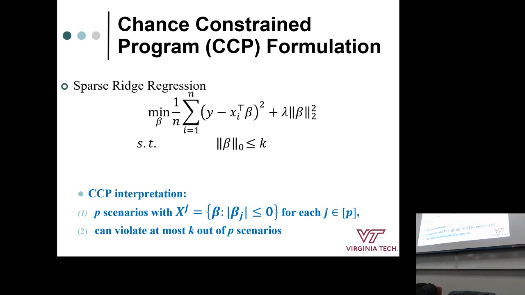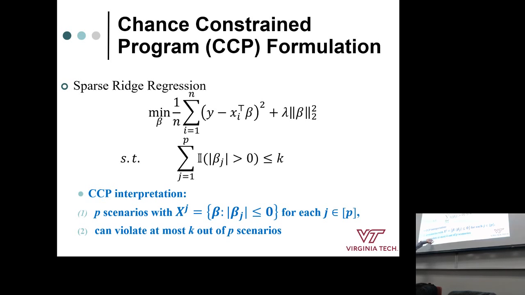We want to make sure only k of them are non-zero, and the rest of them must be zero. So this is something like a valid k out of p kind of constraint. What we can do is formulate it as a chance constraint. So this is the violation problem. Think about this type of constraint.